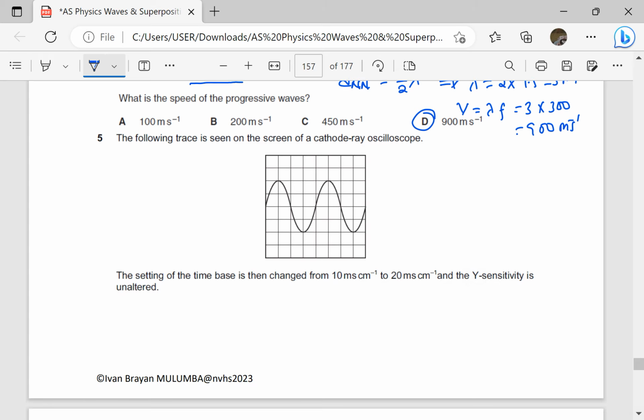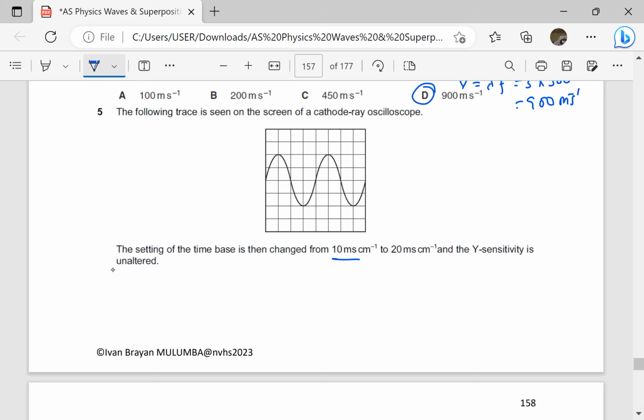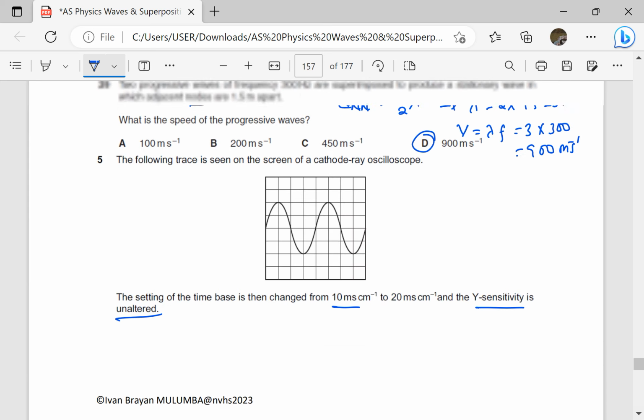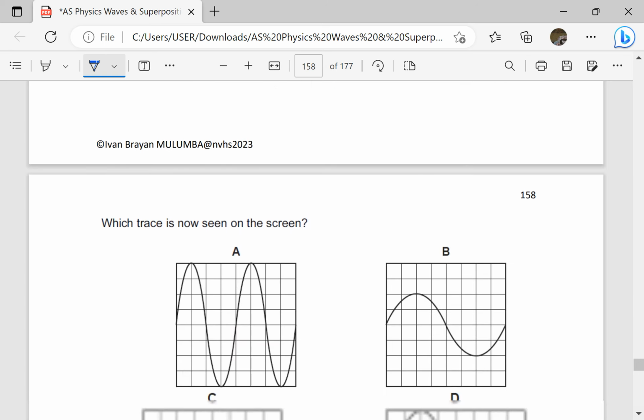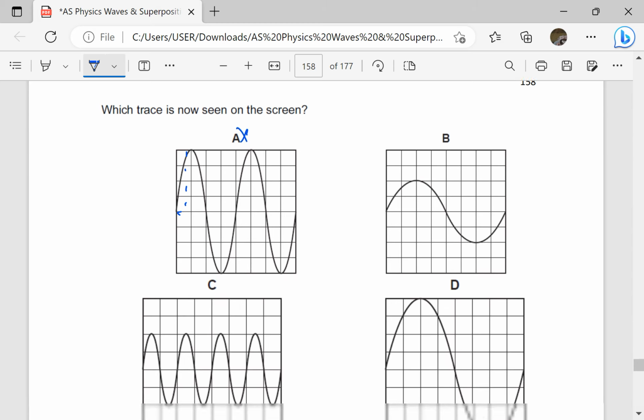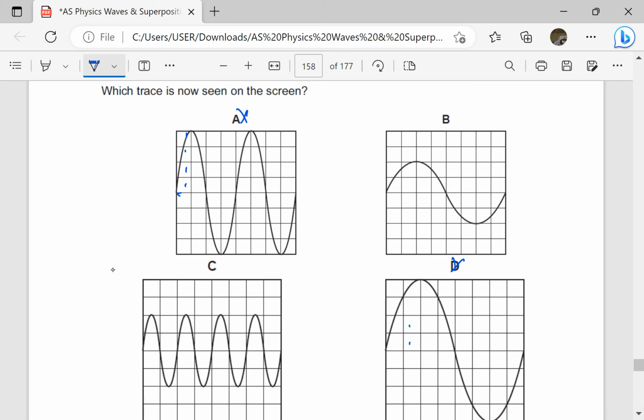The following trace is seen on the screen of a CRO. The setting of the time base is then changed from 10 milliseconds per centimeter to 20 milliseconds per centimeter, and the Y sensitivity is unaltered. That means the amplitude should remain the same. And here you notice that the amplitude was represented by two boxes. So this is not going to be correct because the amplitude has been doubled. This is also not going to be correct because the amplitude has been doubled.